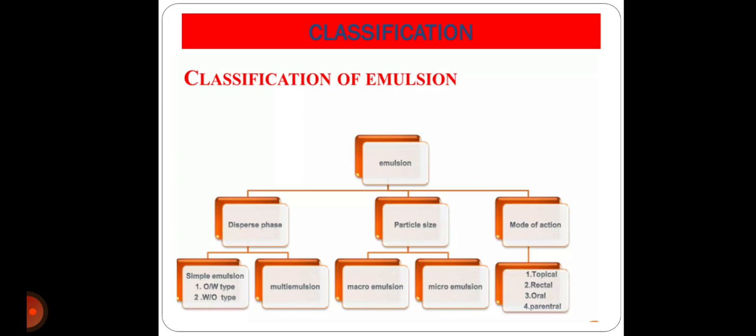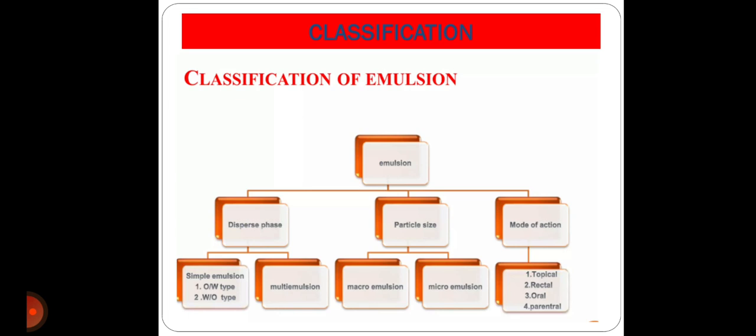Now, classification of emulsion. An emulsion consists of a disperse phase. Based on the type, it can be a simple emulsion, that is O by W type, oil in water type, and W by O type, water in oil type. Multiple emulsion means there are W by O by W type or O by W by O type. Based upon the particle size, macro emulsion, in which globule size is larger, and micro emulsion, in which globule size is in microns.